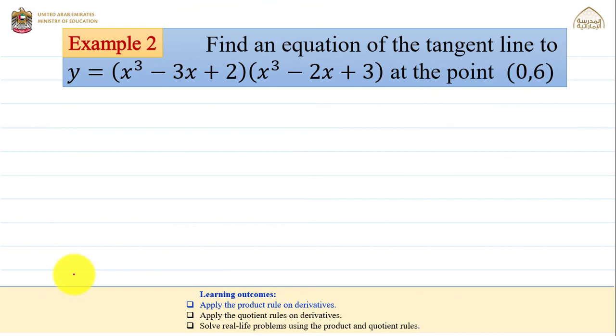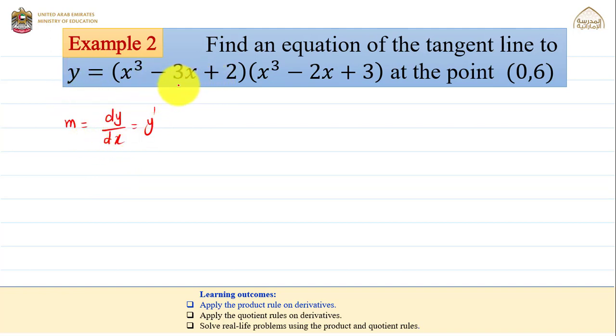Another example, find an equation of the tangent line to y equal x to the power 3 minus 3x plus 2 times x to the power 3 minus 2x plus 3 at the point 0 and 6. To find the equation, we must find the slope. The slope of the tangent line equal m equal dy by dx, the first derivative of y. Then we need to find y prime. How can we find the y prime?